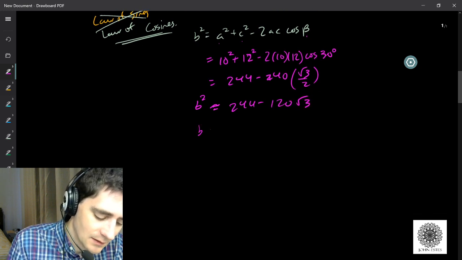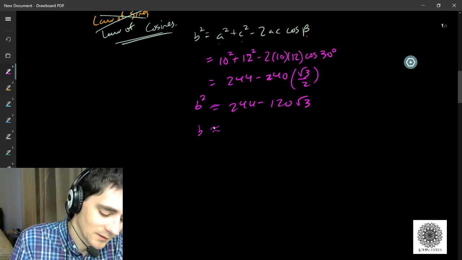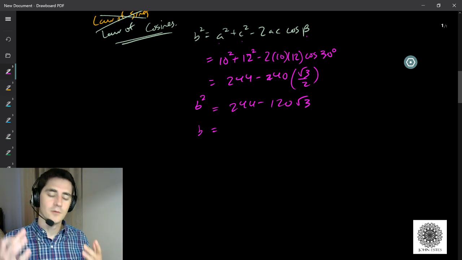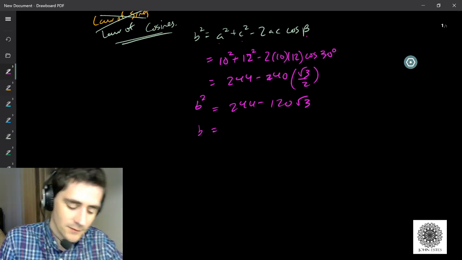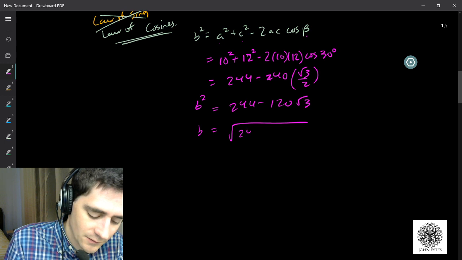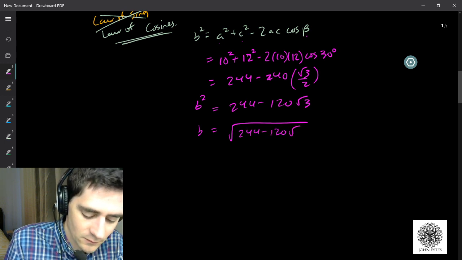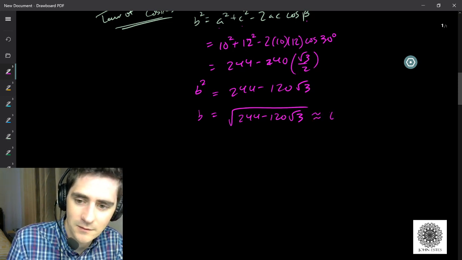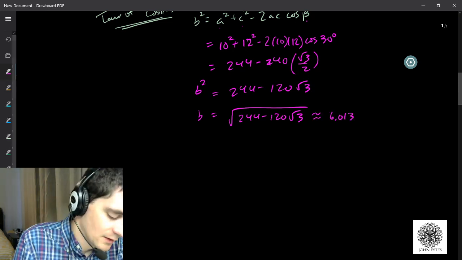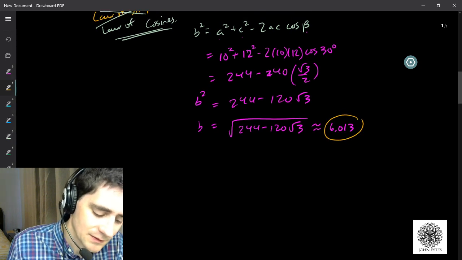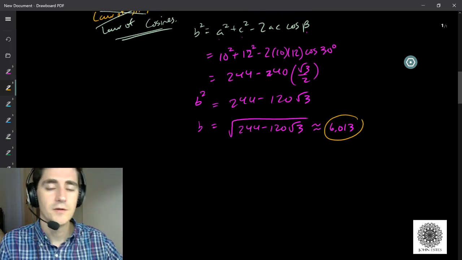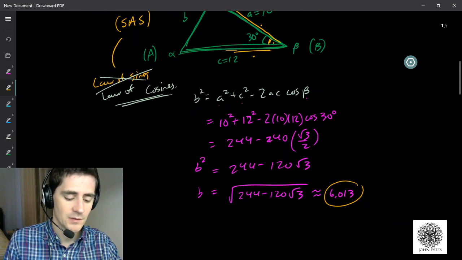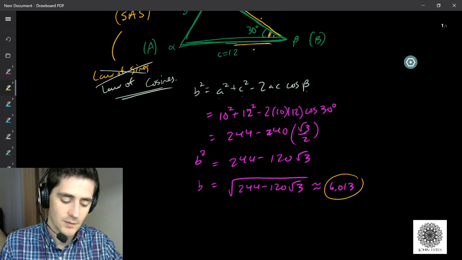So then b is approximate, or is it not approximate? These are exact. Since that's b squared, b itself is going to be the positive square root of 244 minus 120 root 3, which is approximately, if you put this in your calculator correctly, 6.013. I just had to take the square root of both sides. Usually when you take the square root of both sides, you're supposed to say plus or minus, but here, since we're talking about the side of a triangle, we just leave it as a plus.